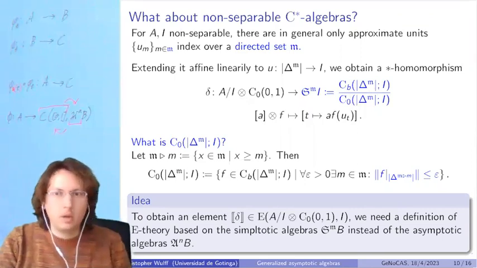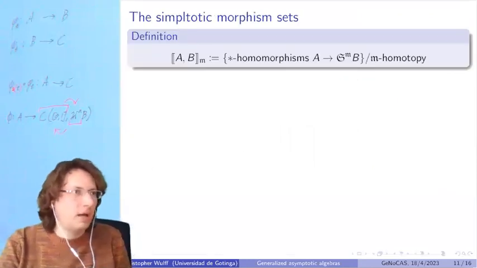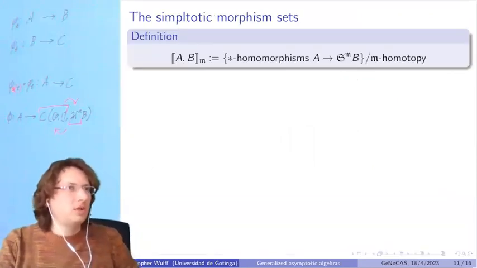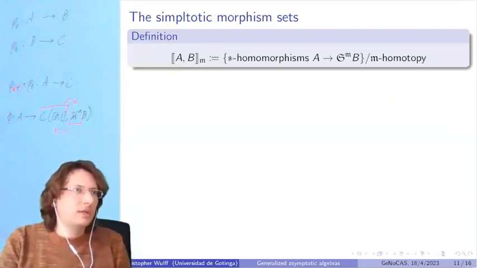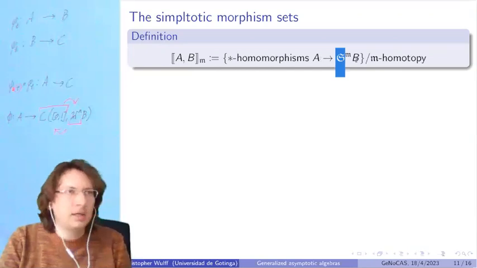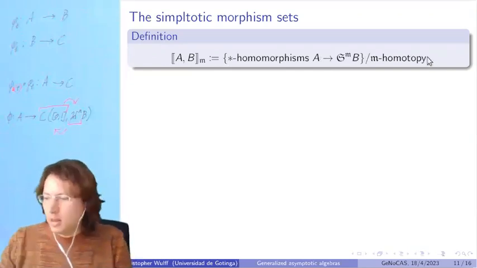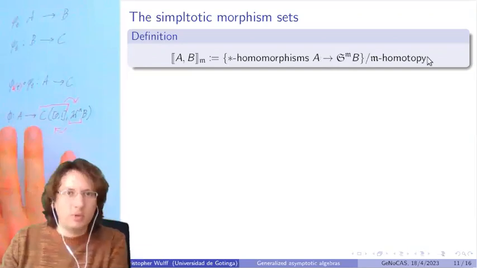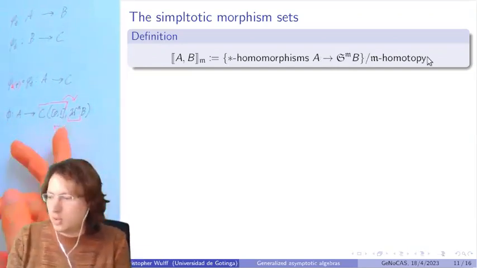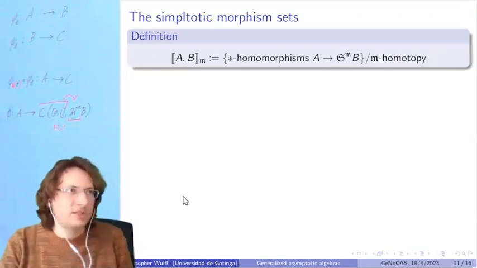And now, many of the following definitions are reminiscent of what I had shown before. So again, we need to divide out a notion of homotopy. Here we now consider star homomorphisms from A into the symptotic algebra of B. By the way, this is a Fraktur S, like symptotic. And now we divide out a notion of M-homotopy, which is defined in exactly the same way as we had before, with these two exchanges, but now with the symptotic algebra instead of the asymptotic algebra. So it's essentially exactly the same definition.